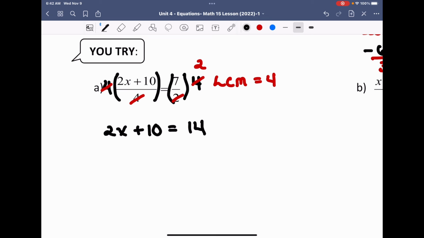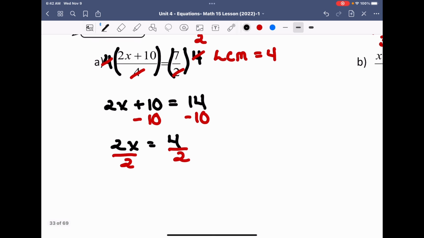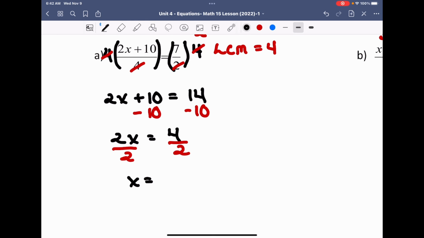I have some number attached to x through addition, so I'm going to subtract it from both sides. So now I have 2x is equal to 14 minus 10, which is 4. And now I just must divide by that 2 being multiplied to the x value. Therefore, my x is equal to 4 divided by 2, which is 2.